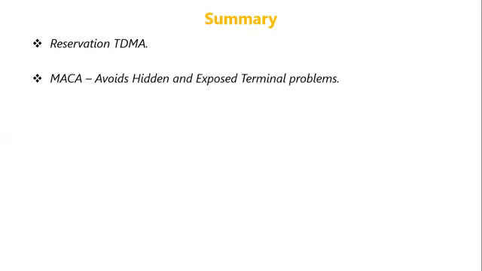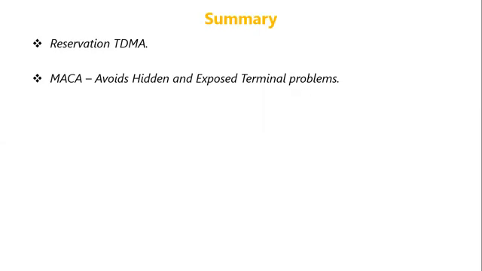Then we discussed MACA, multiple access collision avoidance. The basic principle is that communication will not just start directly. Rather, before any communication, the sender should send an RTS message, which is request to send. This message includes the sender's IP address, the receiver's IP address, and the duration of the communication. The receiver should acknowledge this using a CTS, which again includes the sender's IP address, the receiver's IP address, and the duration of communication.